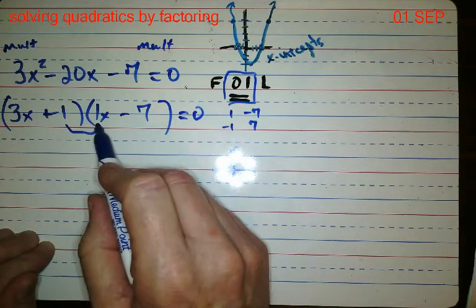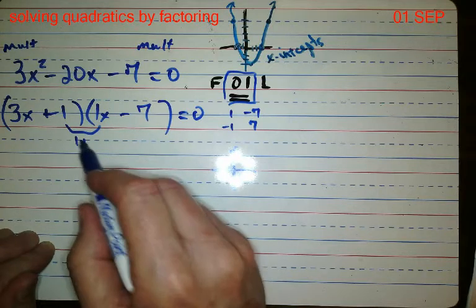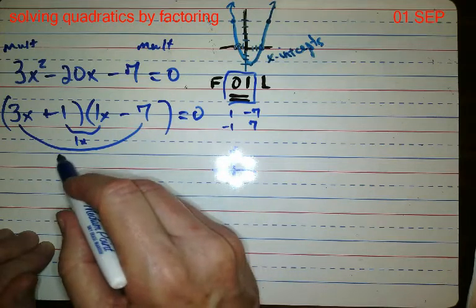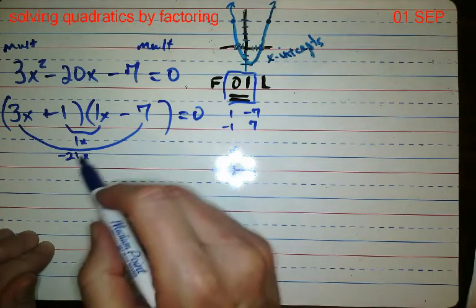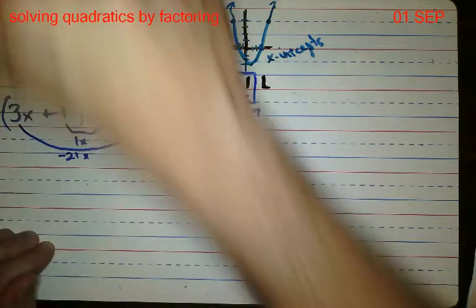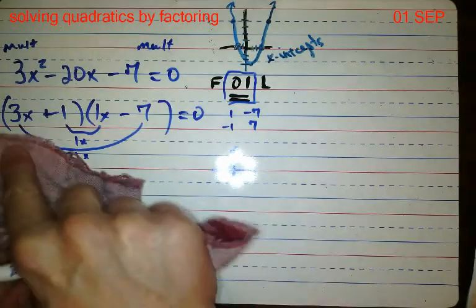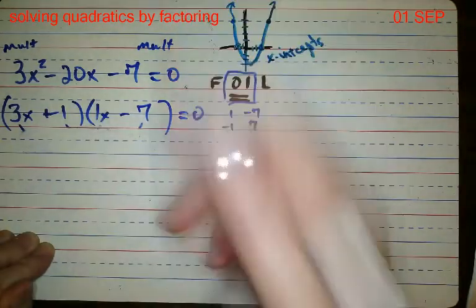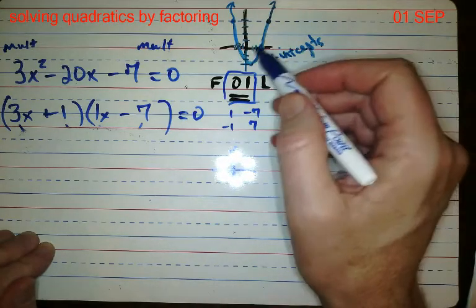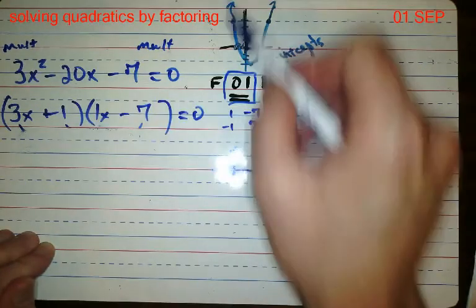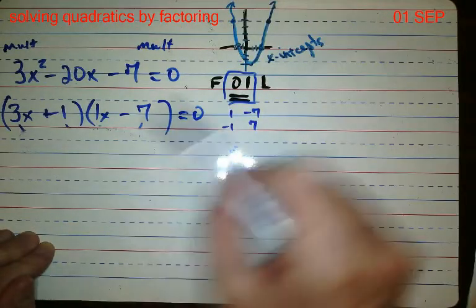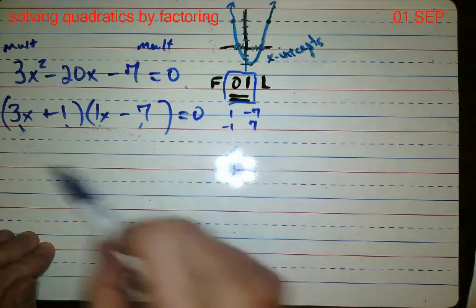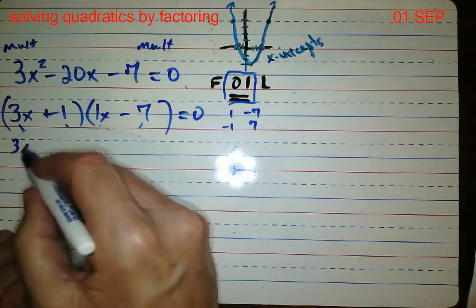This positive 1 times 1 is 1x, and this negative 21x. 1 minus 21, hey, that'd be negative 20. Hey, so those are the factors we did the first time. Hallelujah. The factors. Remember, that's not the answer to the question. I want to know where this parabola crosses the axis. That's what I'm looking for. What numbers make 0?